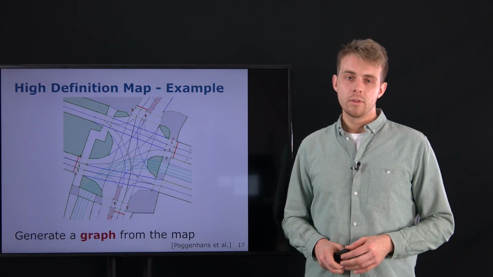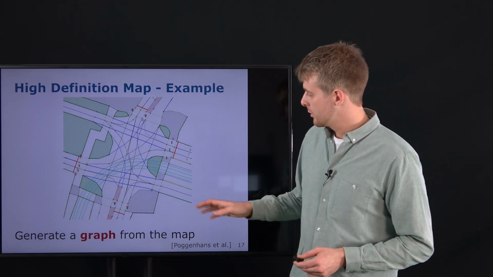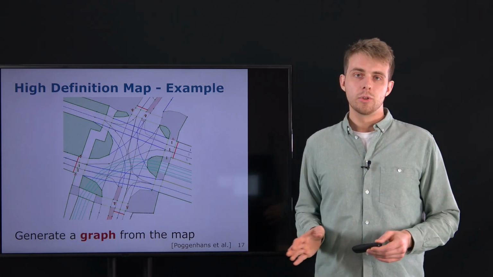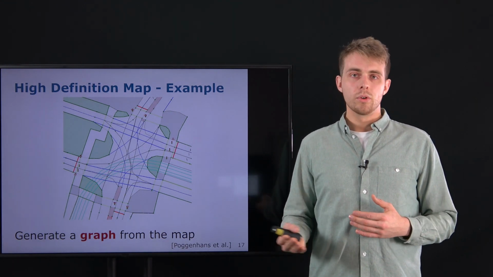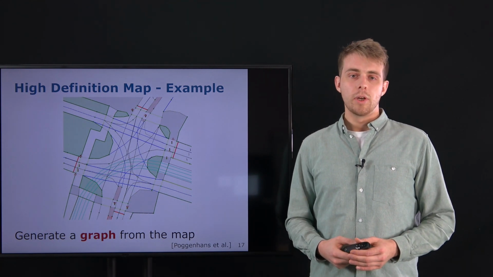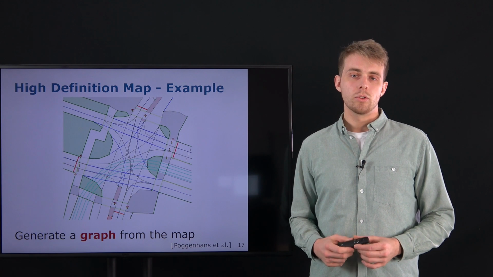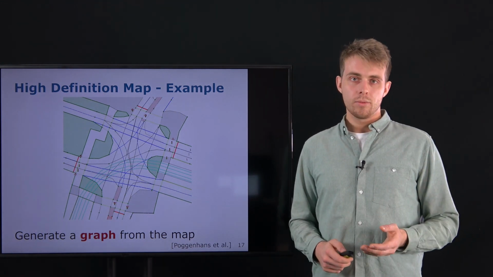This is an example of a high definition map. You can see that we have different lanes and also different colors, which indicate whether the lane is just a common road or intersection or part of a roundabout. And we also have information about the traffic lights or traffic signs in here. The idea now is to generate a graph from this map.